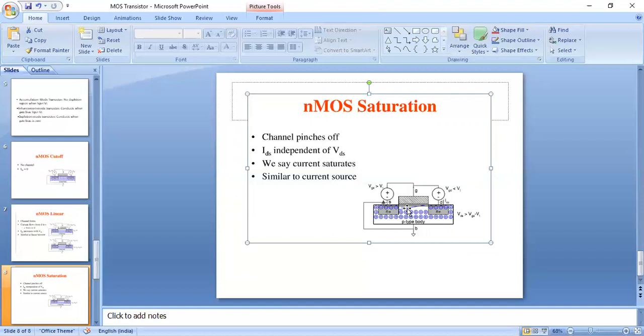These are all the MOS analysis part of this MOS transistor. In today's class we discussed the advantages of the MOS transistor, how it differs from the conventional BJT, bipolar junction transistor, and also the basic operation of MOS transistor theory.